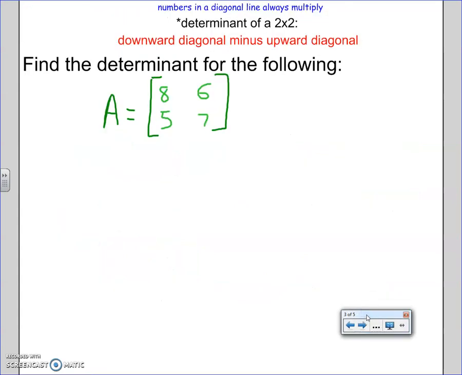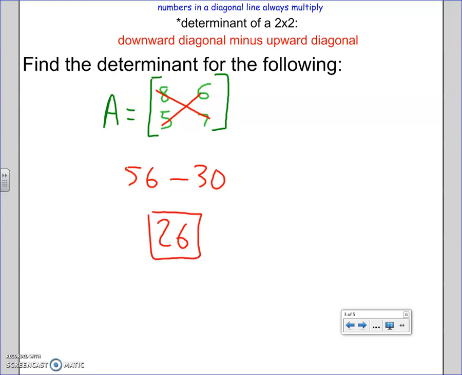If you have a 2 by 2, the way to find the determinant is you're going to do the downward diagonal minus the upward diagonal. When you do the numbers in a diagonal, they always multiply. So I'm going to do the downward diagonal, 8 times 7. 8 times 7 is 56. Minus the upward diagonal, 5 times 6 is 30. I subtract that, I get 26, and that's the answer. Very simple. Downward diagonal minus upward diagonal.